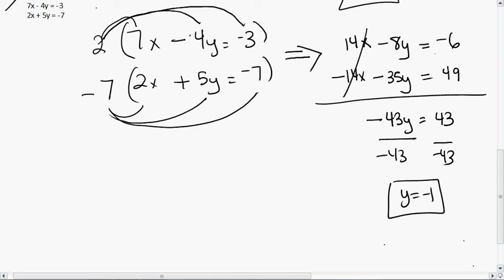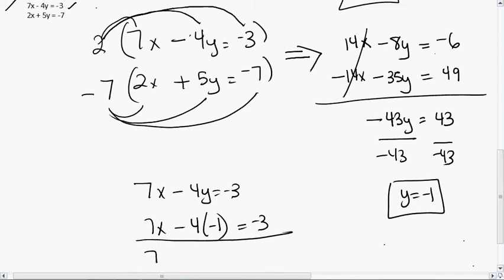Same deal, I'm going to plug negative 1 back into one of the two equations to get x. Let's use that top equation. 7x minus 4y equals negative 3. Substitute in negative 1 for the y, 7x minus 4 times negative 1 equals negative 3. And then let's solve this equation.